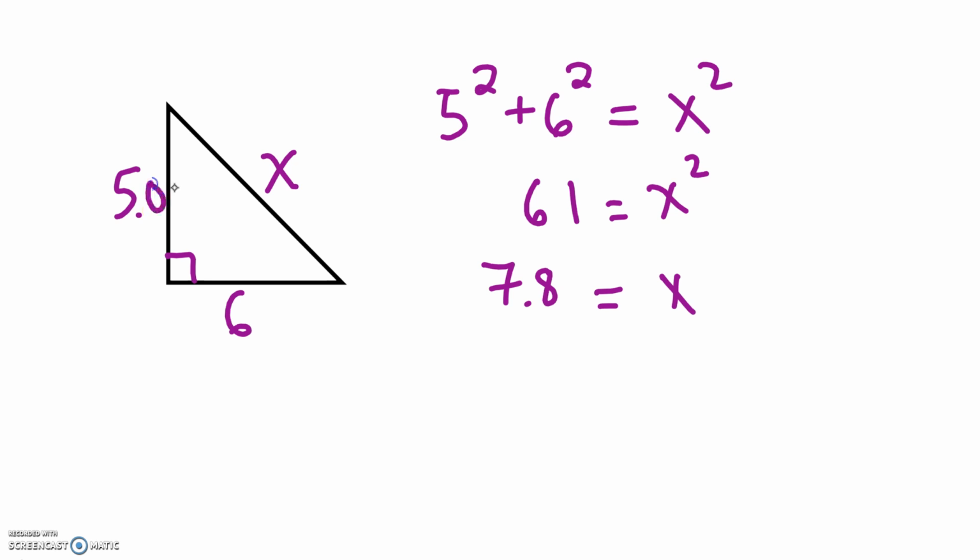Let's make this 5.0 and 6.0. Now, because these each have 2 sig figs, we can give our answer the same number of sig figs as the givens. But there's more to a triangle that we can calculate. Let's say we want to find this angle theta.